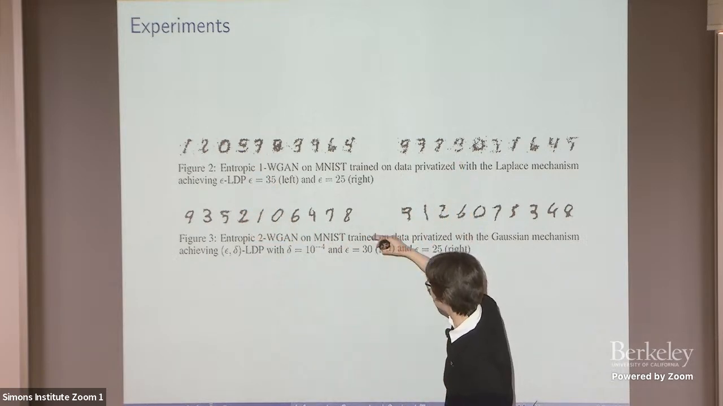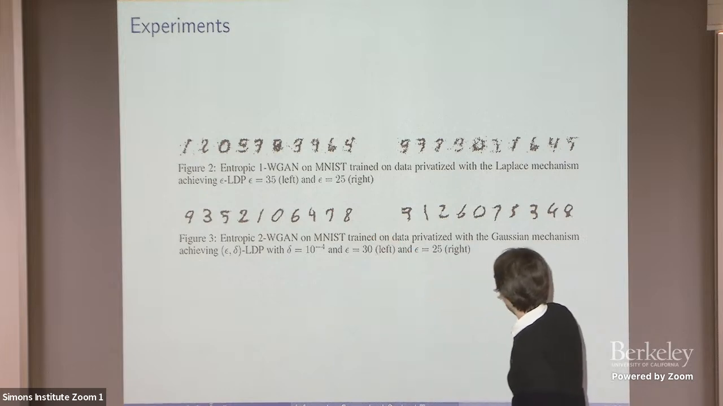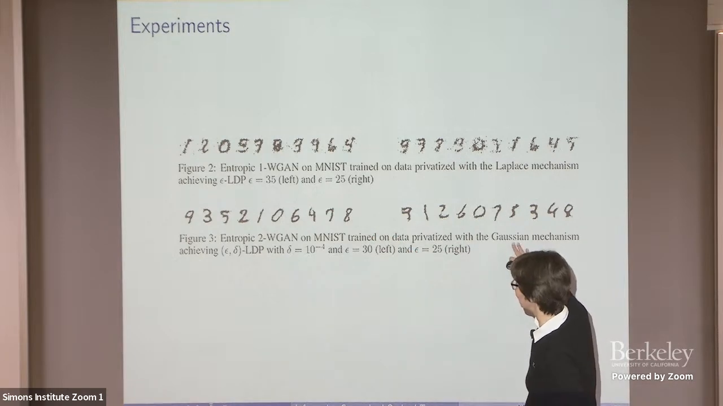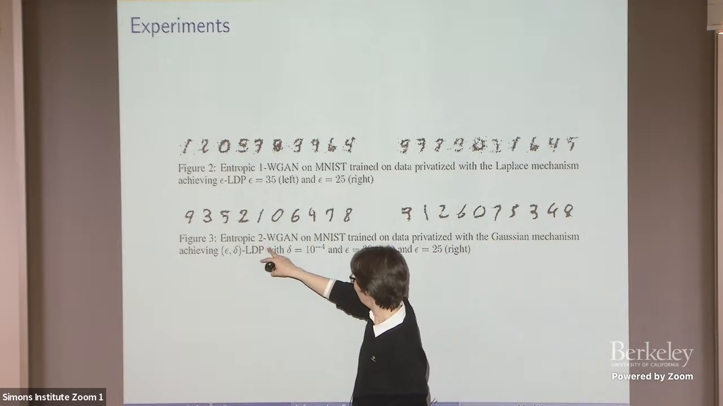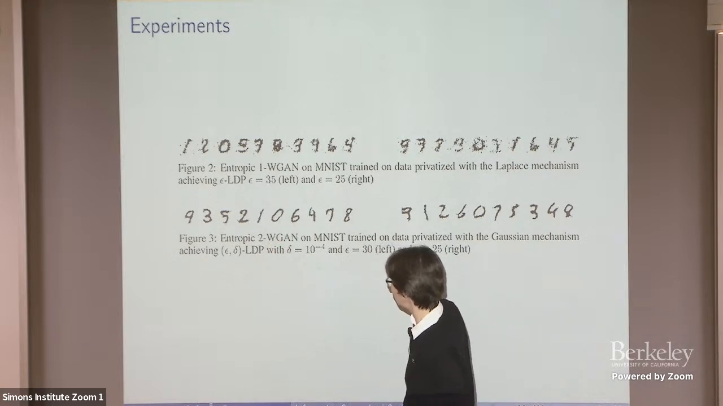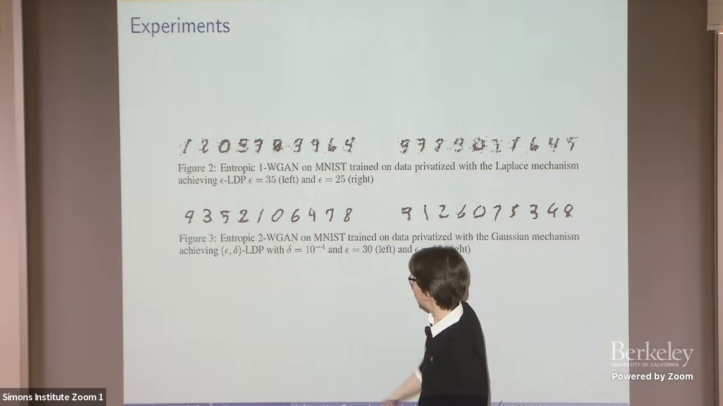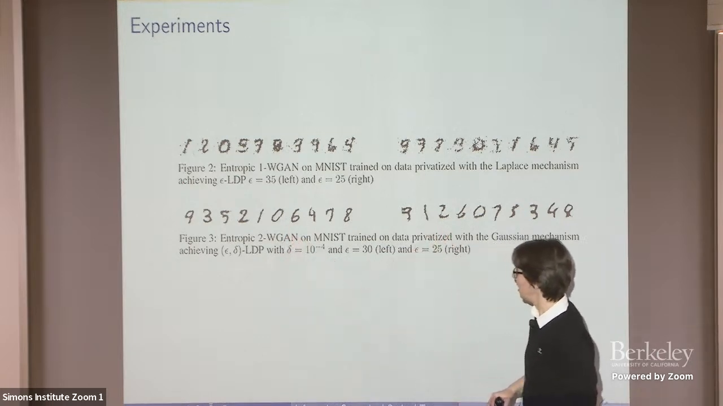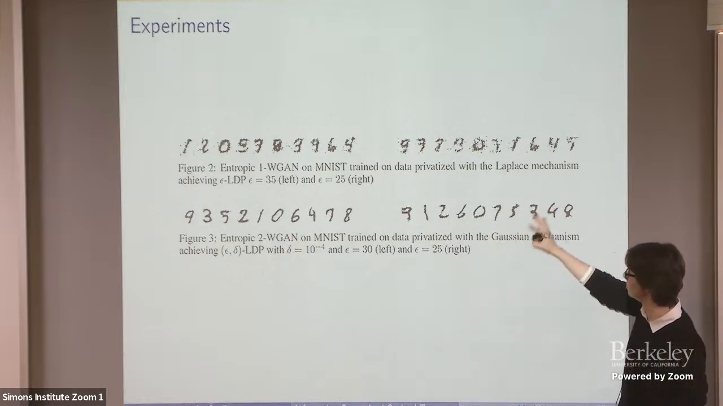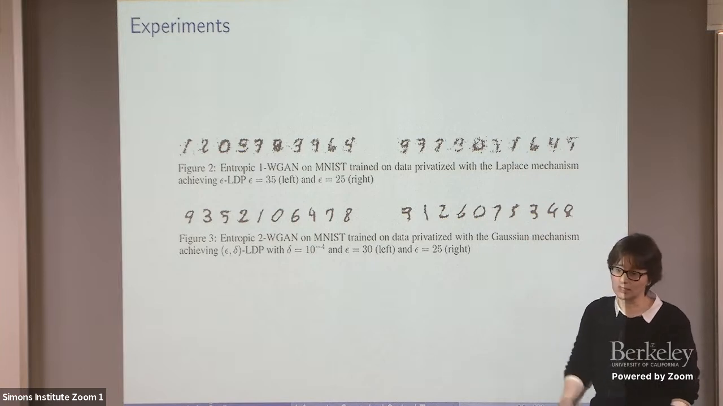And here in the second row, we use the Gaussian mechanism. Now again, the loss function is information regularized, now quadratic Wasserstein divergence. And the epsilons here are 30 here and 25 here. If you go lower, then the quality degrades significantly.